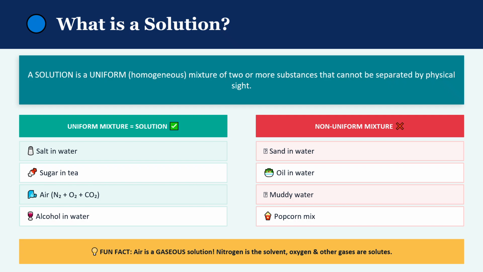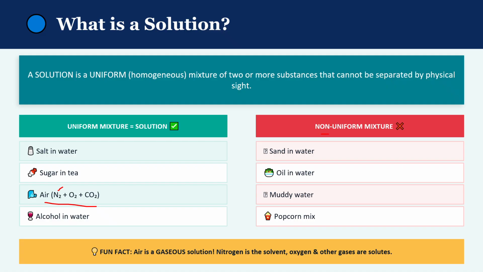Alcohol in water is another example. But do you know something interesting? Even air is a solution. Yes, air is made up of different gases like nitrogen, oxygen, and carbon dioxide. Nitrogen is present in the largest amount. So, nitrogen acts as the solvent, while oxygen and other gases act as solutes.